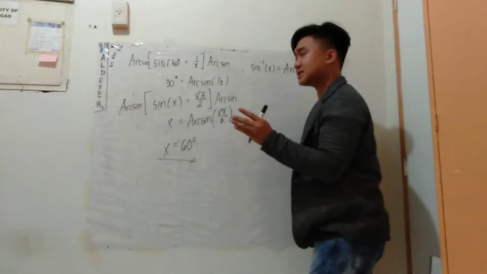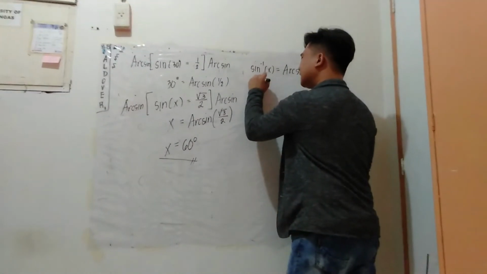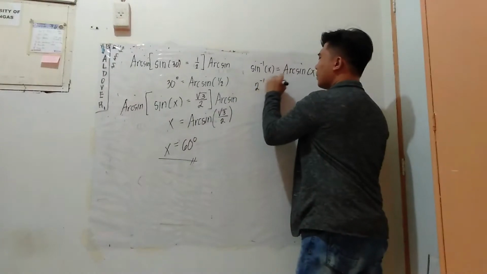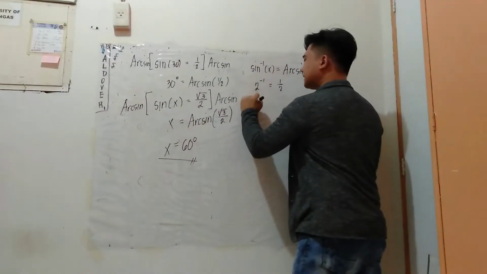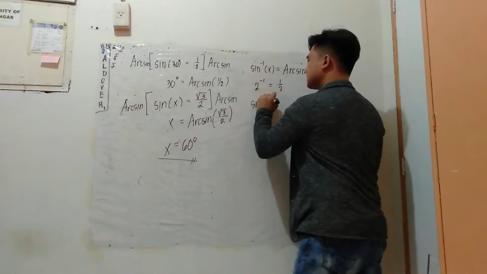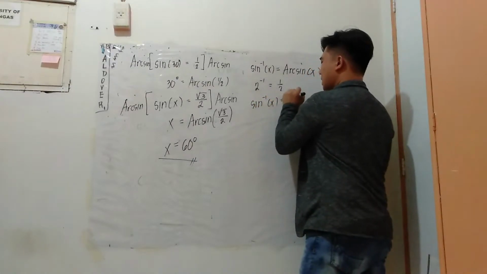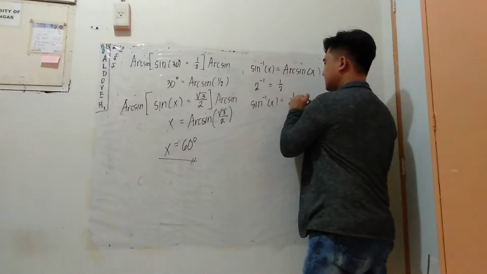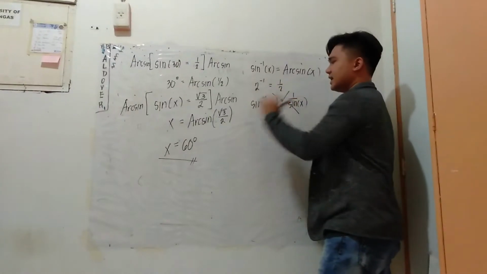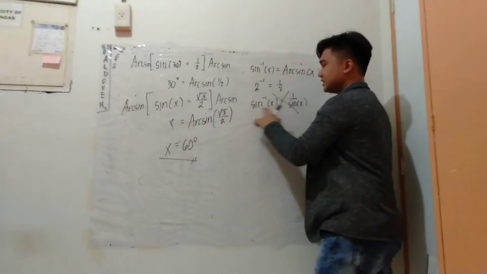Ang misconception kasi ng students, dahil ang alam nilang 2 raised to negative 1 ay 1/2, yung iba, kapag nakita ng arc sine of x, ang ginagawa, 1 over sine x. Hindi po. Mali po yung ganyan. Arc sine of x, yun yung basa dito.